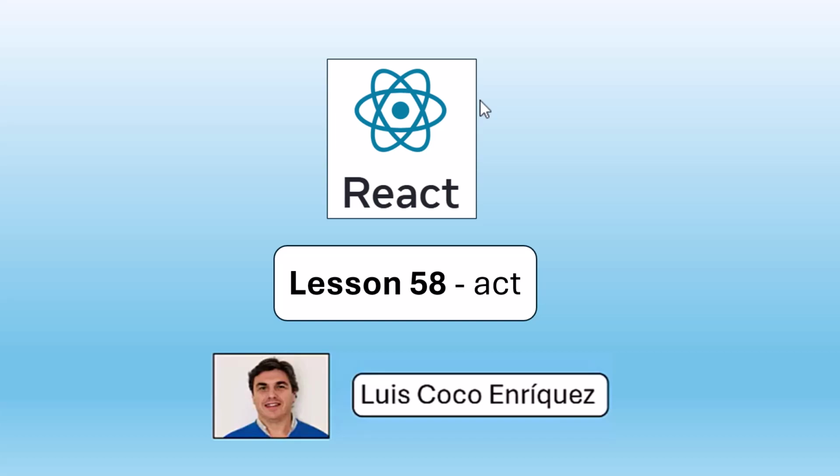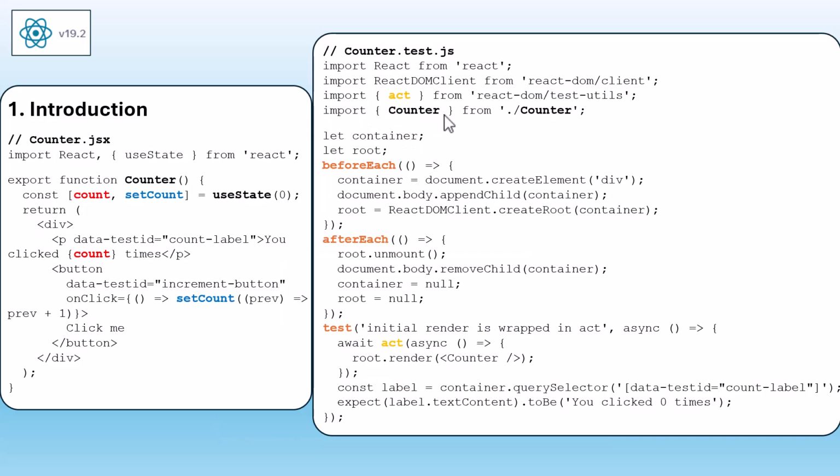Lesson 58: Act. 1. Introduction. In this lesson, we explore a fundamental helper used in React testing called Act. Its purpose is to ensure that any pending React updates are fully processed before we perform assertions. When we test user interfaces, many interactions and rendering steps queue asynchronous work within React. If we make assertions too early, we risk reading an intermediate state that does not reflect the final result of the interaction. Act gives structure and reliability to our test flow by forcing React to flush all internal updates before we continue.